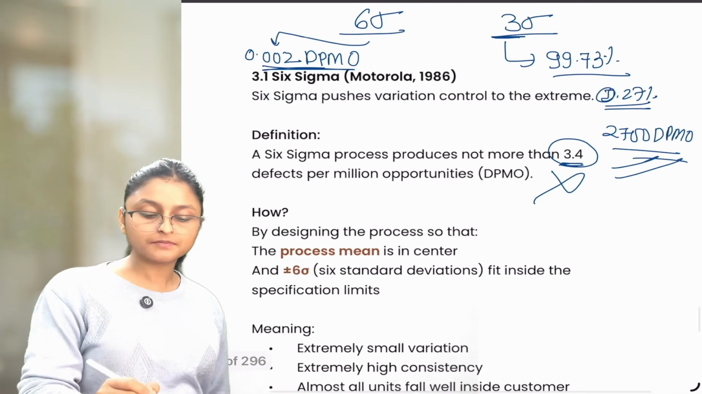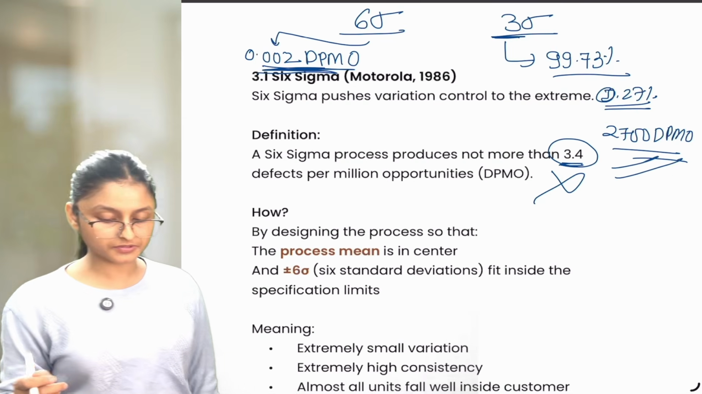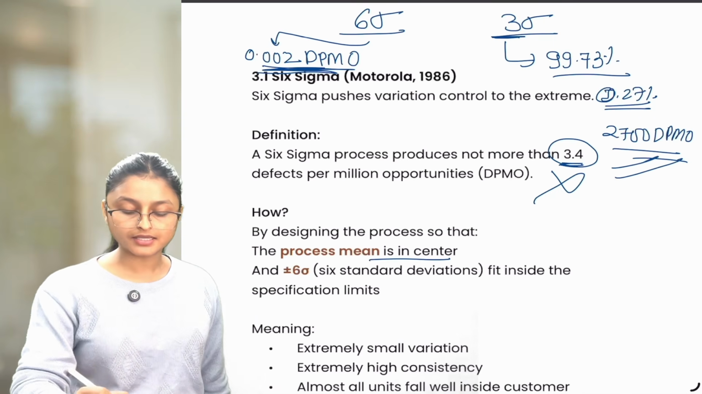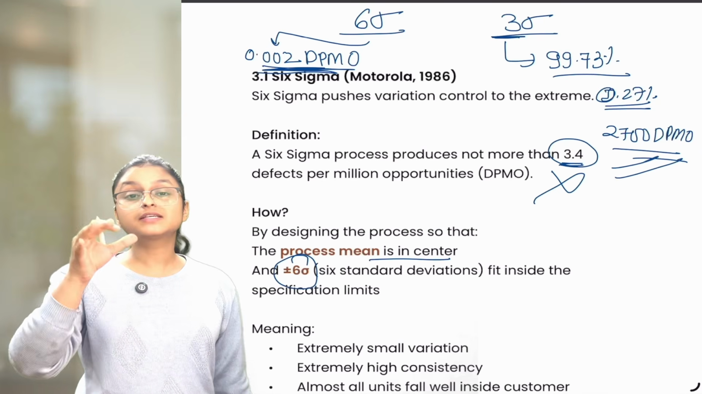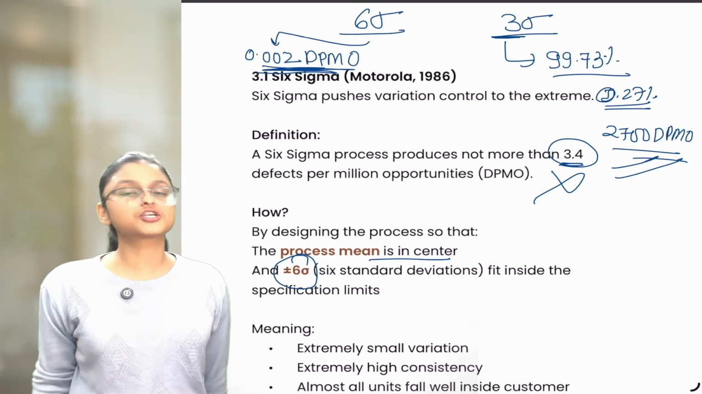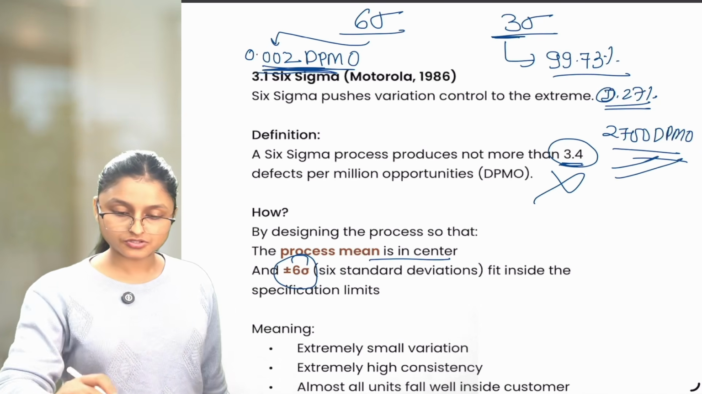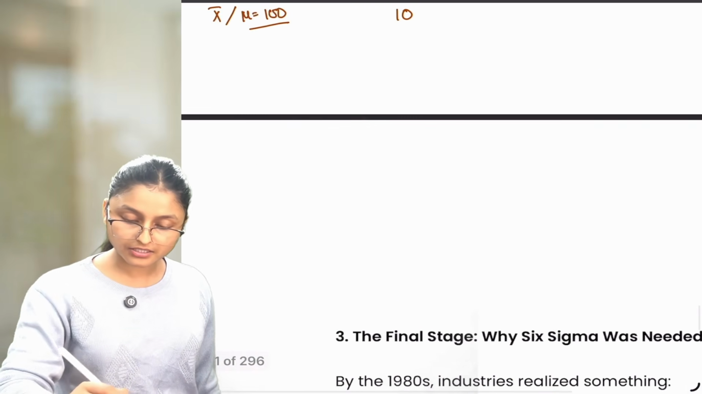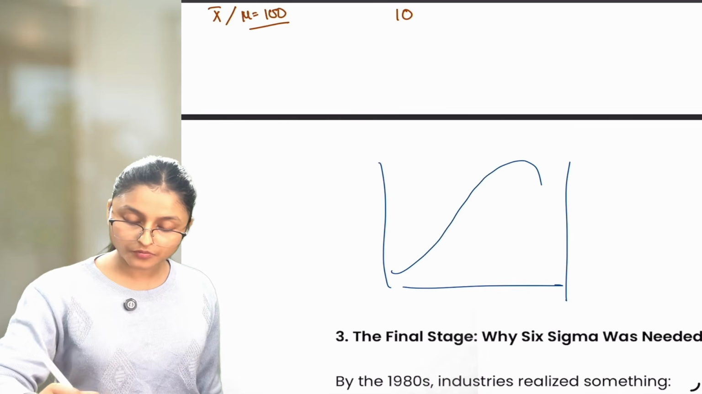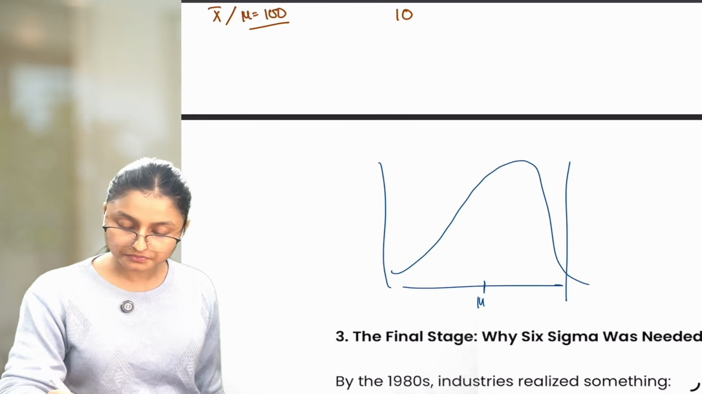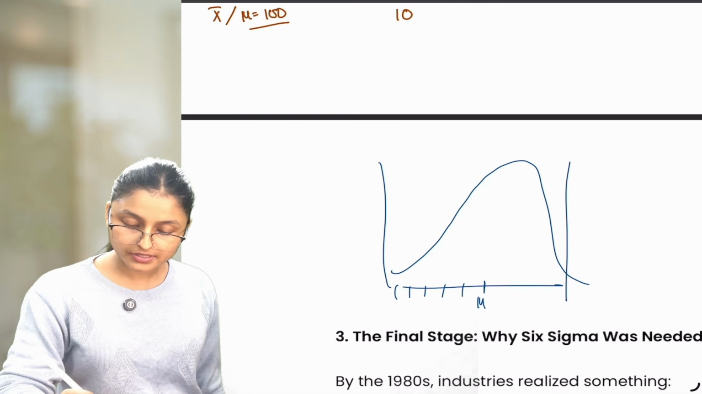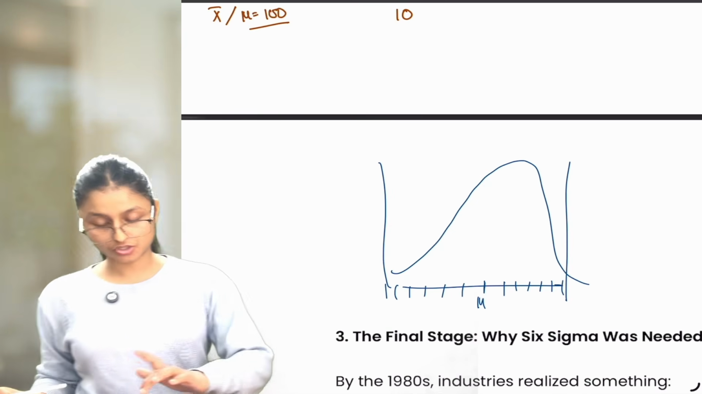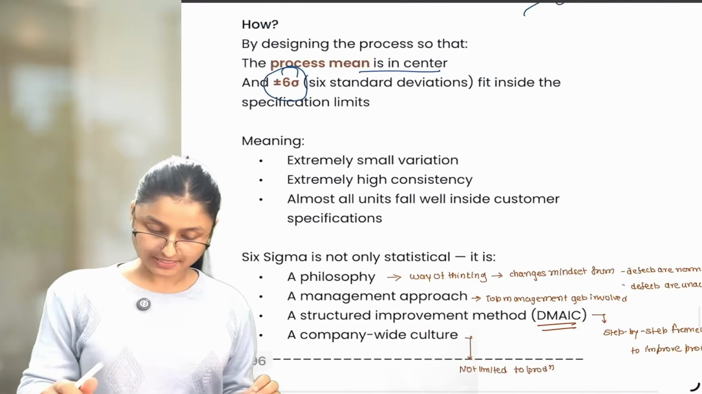How are we able to achieve this 0.002 defects per million opportunity? By designing the processes so that the process mean is in center and we are able to cover plus minus 6 standard deviation inside the specification limit set by the customer. So the same diagram will be made as we made earlier. But now, this is let's say mu, we are able to cover 6 standard deviations here and 6 standard deviations here inside our specification limits. And that is why we are calling it Six Sigma.